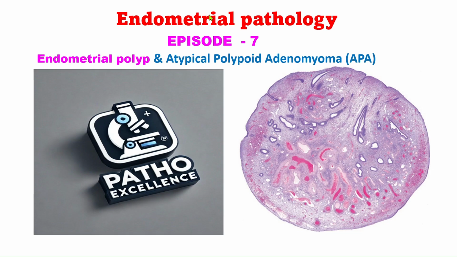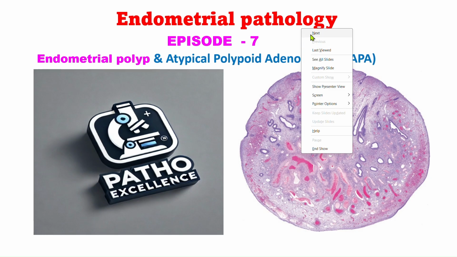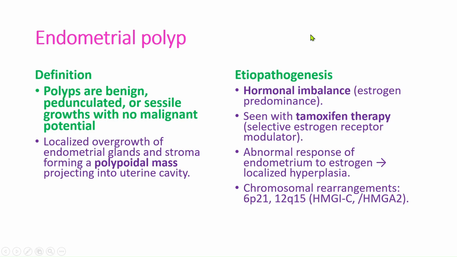In this endometrial pathology video series, today we explore two fascinating endometrial lesions, the endometrial polyp and atypical polypoid adenomyoma or APA. Both appear as polypoidal growths within the uterine cavity, yet their microscopic differences hold the key to diagnosis. Let's look closer at the morphology, histologic features, and diagnostic clues that help us differentiate between the two under microscope.